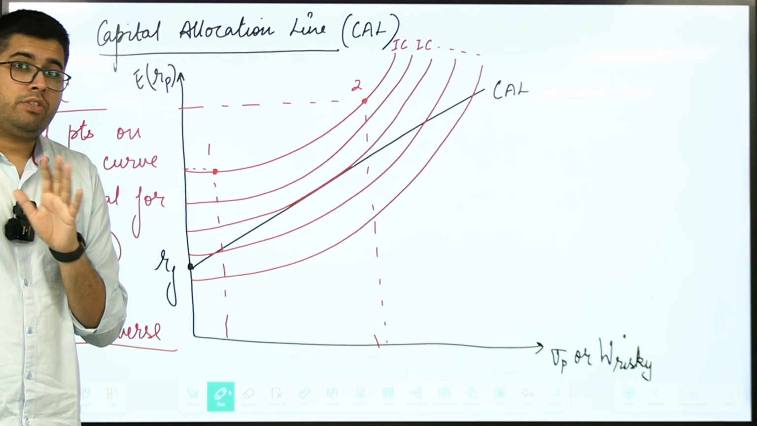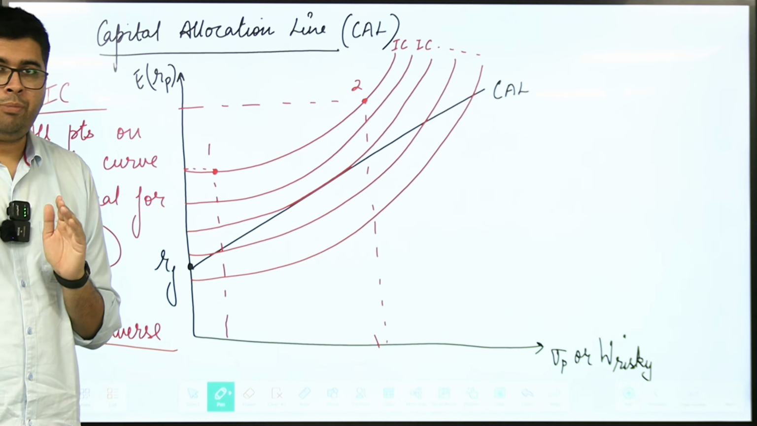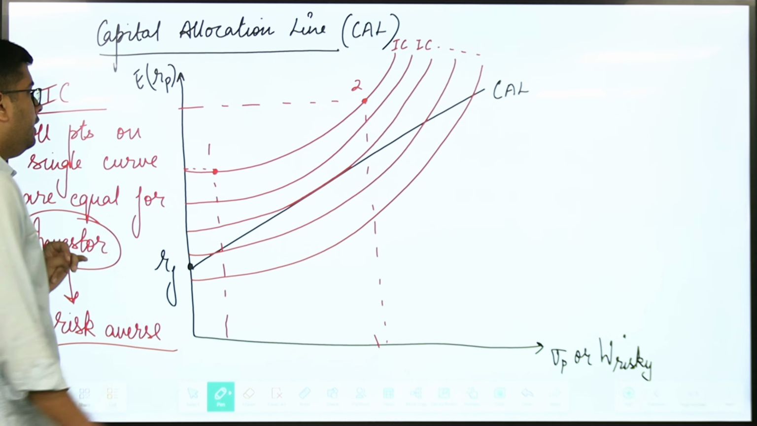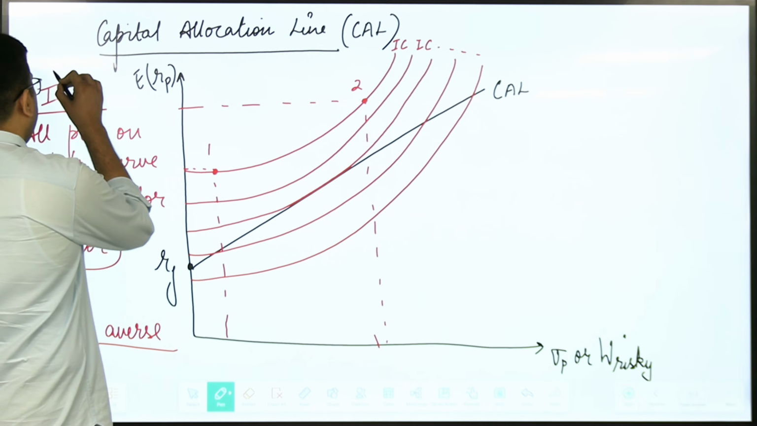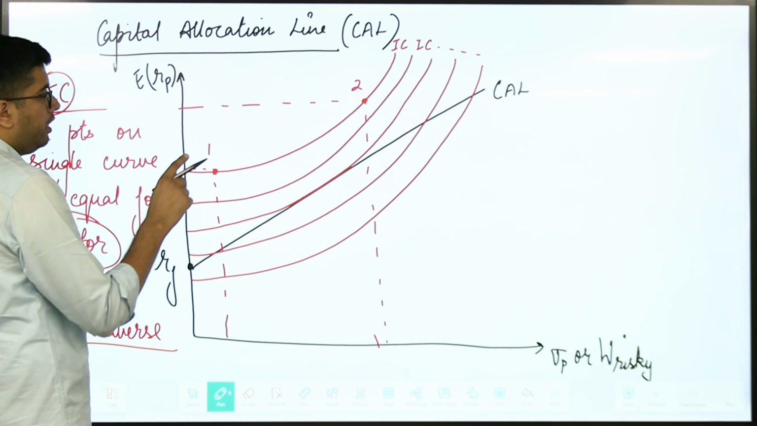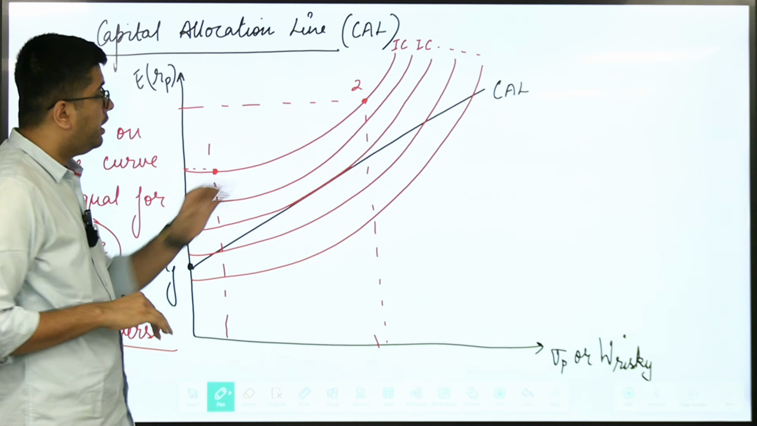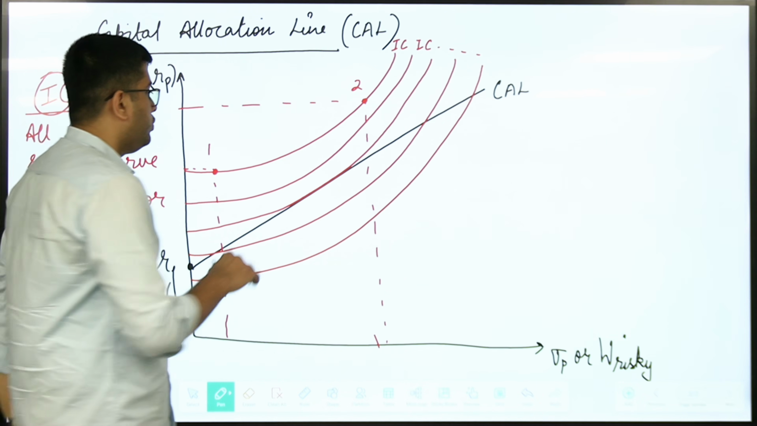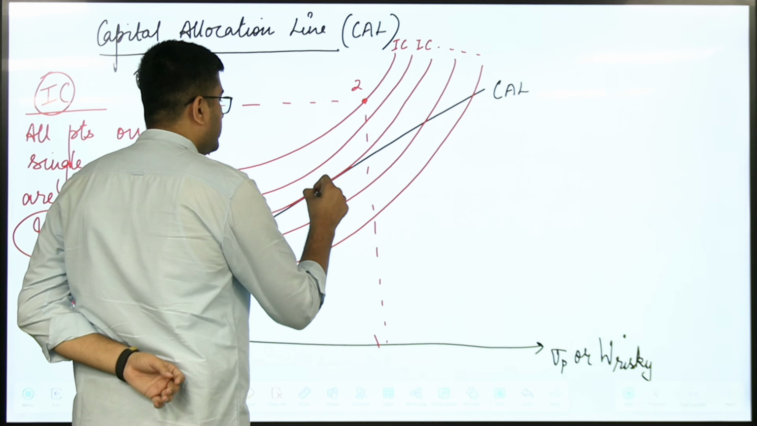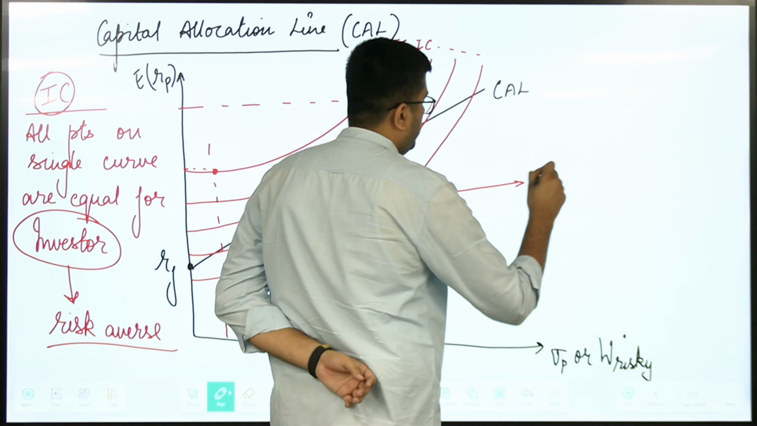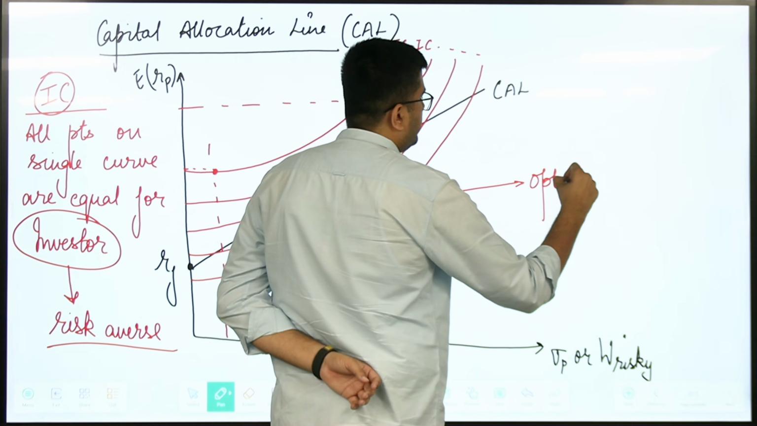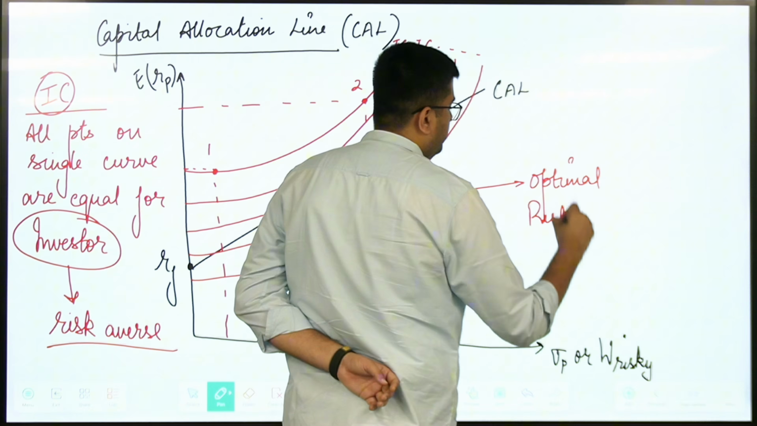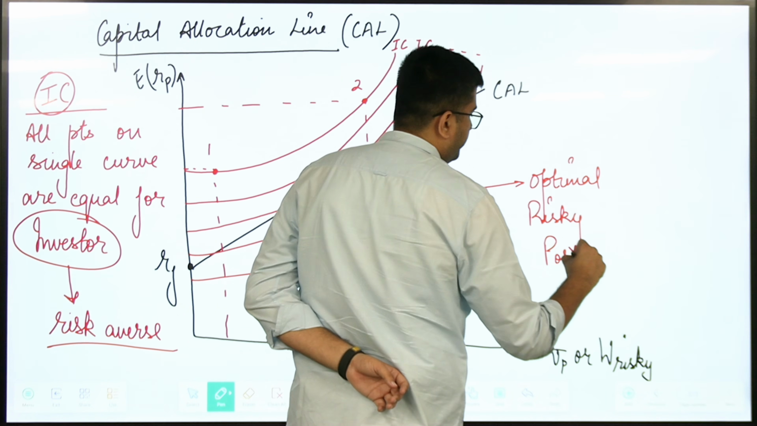So risk averse doesn't mean avoiding risk. It simply means I am willing to take risk if the compensation is adequate enough. So with this logic, we conclude that on an indifference curve, all the points on a single curve are equal. But if I have to compare different curves, higher is always better. So the point where the highest indifference curve intercepts the capital allocation line, that is called the optimal portfolio.